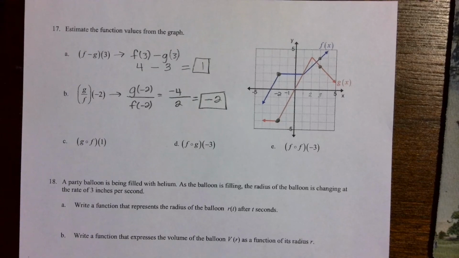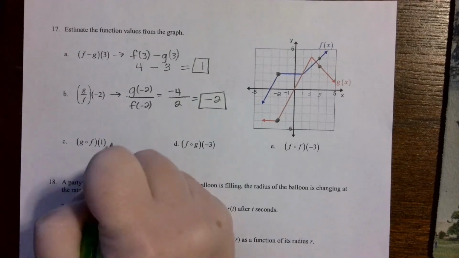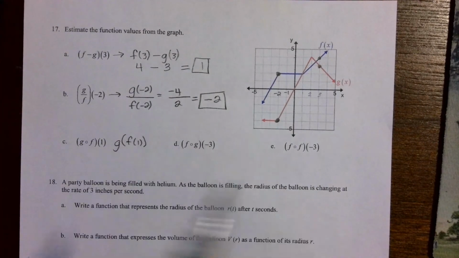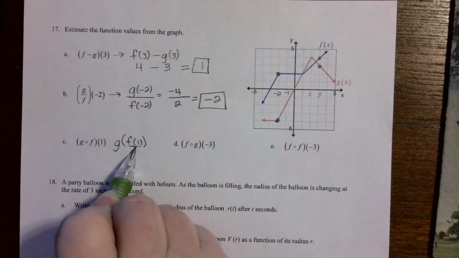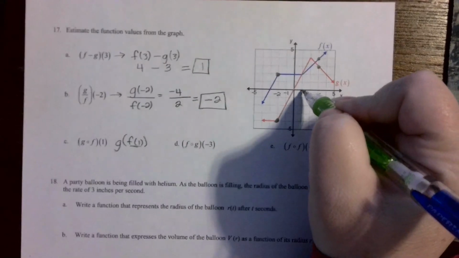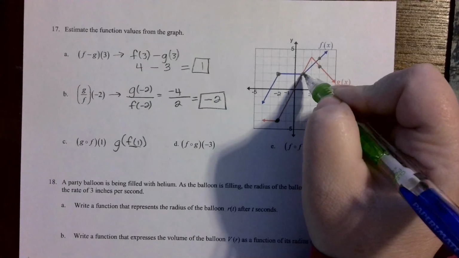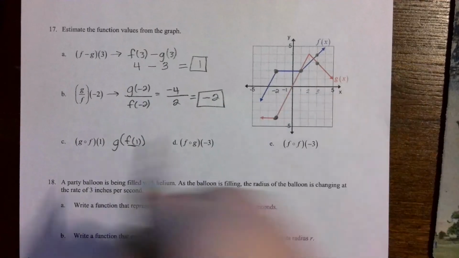Let's look at our composite ones. So this is g of f of 1. So the first thing we have to do is figure out what the y value is of f of 1. Well, it's the blue function, remember, and f of 1, that value is equal to 2.